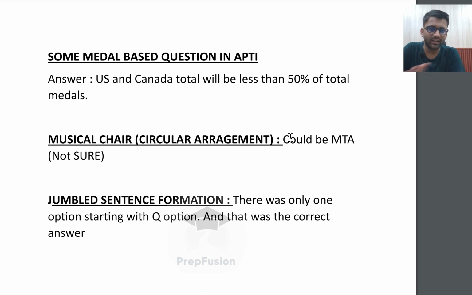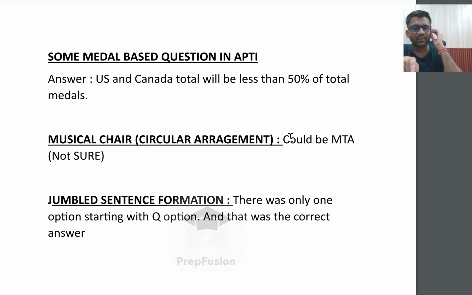I did not receive any data, because this was based on DI, data interpretation. So I don't have any data, and it is nearly impossible to remember all this data. But the answer was this one: US and Canada total will be less than 50% of total medals. And people were saying that here you needed to tell the wrong answer, not the correct answer. So 4 options were there, and you need to tell the wrong one, not the correct one.